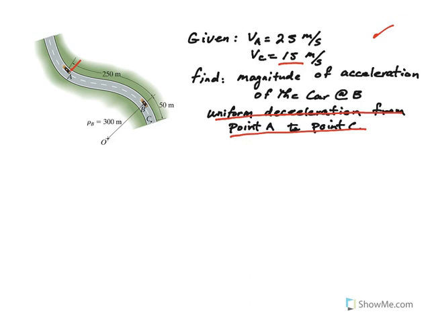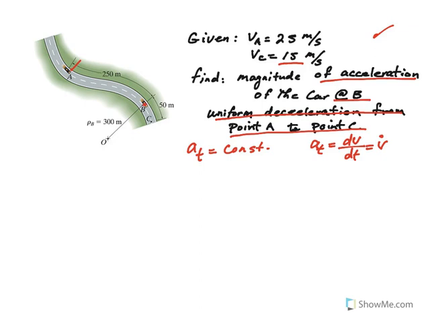And the radius of curvature, as you could see, at point B is 300 meters. So uniform deceleration means constant acceleration, and that would be actually constant tangential acceleration. So remember, the rate of change of velocity, v dot, or dv dt, is the tangential component of acceleration. So the question here is, we want to find the magnitude of acceleration of the car at point B, right here.